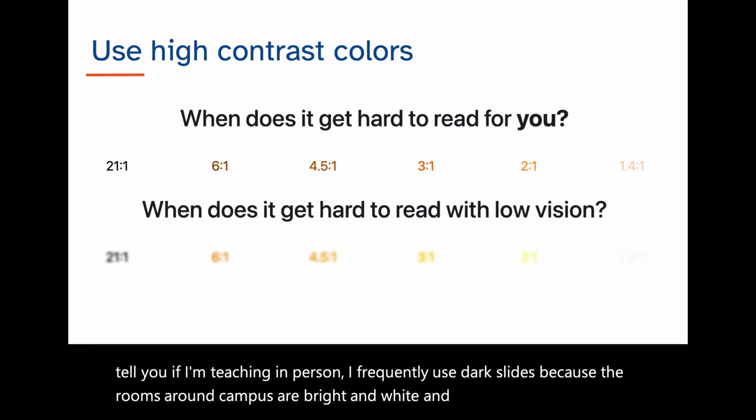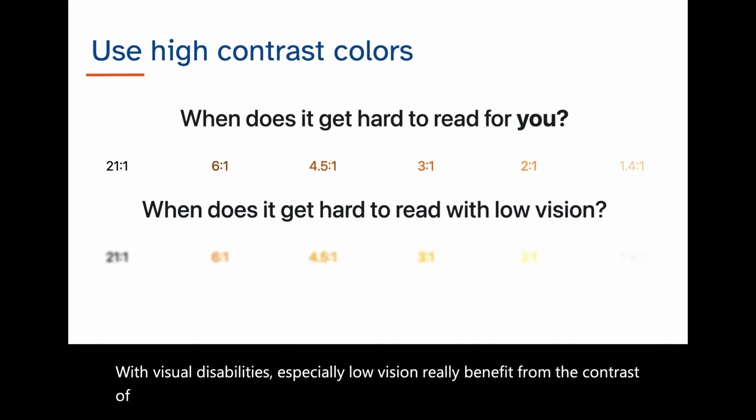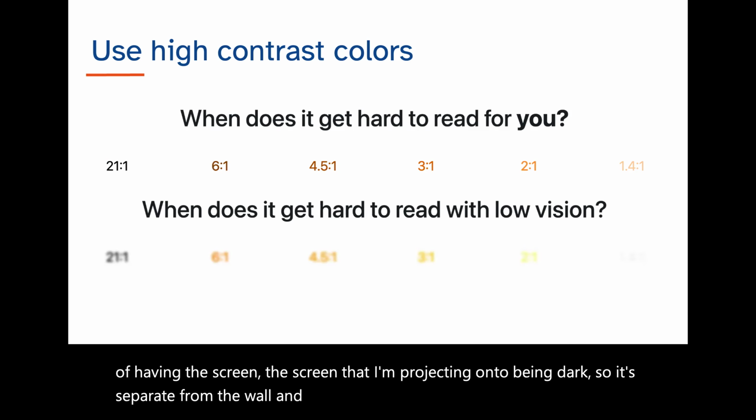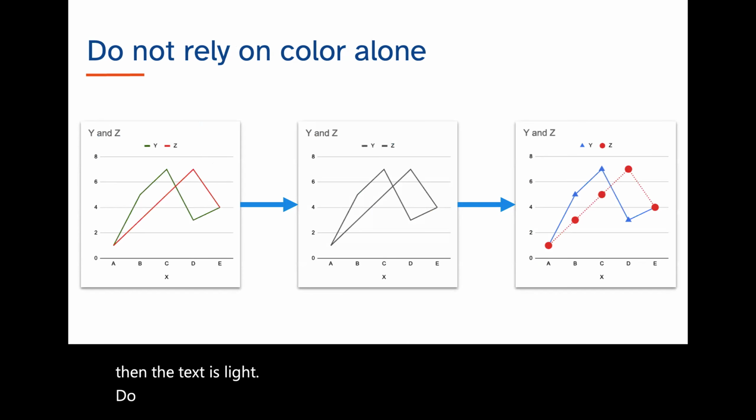And people with visual disabilities, especially low vision, really benefit from the contrast of having the screen that I'm projecting onto being dark, so it's separate from the wall, and they can see the screen better that way. And then the text is light. Do not rely on color alone. A great way to test your content is to test it in grayscale.